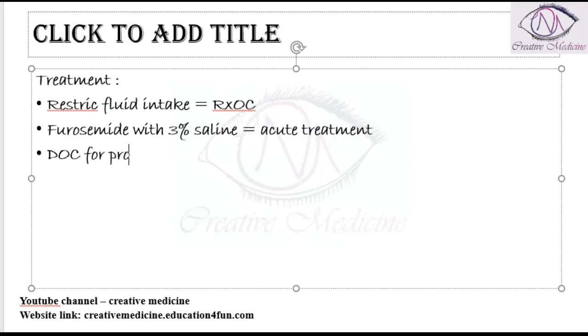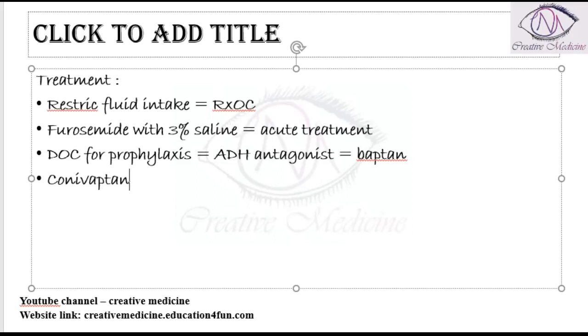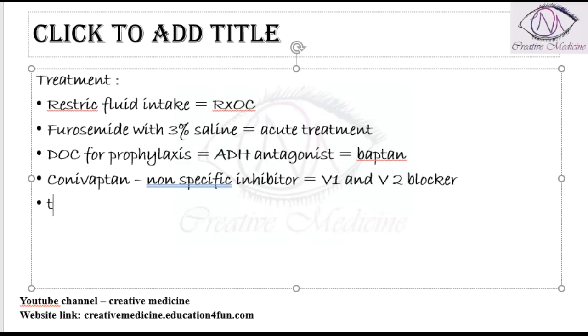For prophylaxis of this SIADH, ADH antagonists can also be given, especially the Vaptan group. In the Vaptan group, we can give drugs like conivaptan. This conivaptan is actually a non-specific inhibitor, that means it will act on both V1 and V2 receptors, so it will block both V1 and V2 receptors. Then we also have tolvaptan, which is a specific inhibitor, so it can also be given.